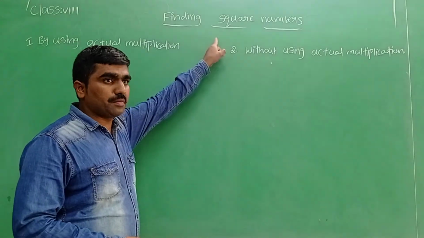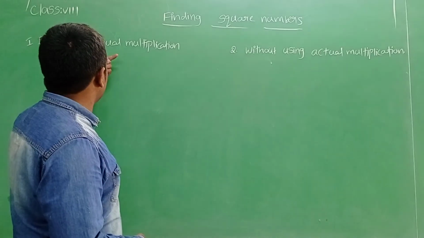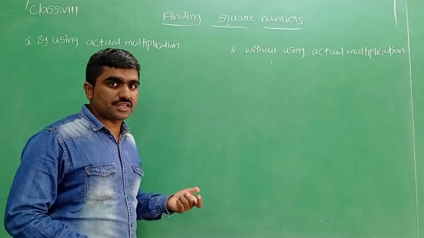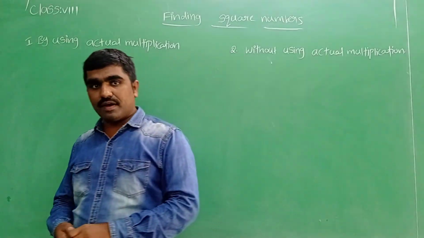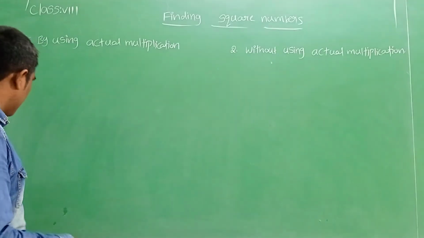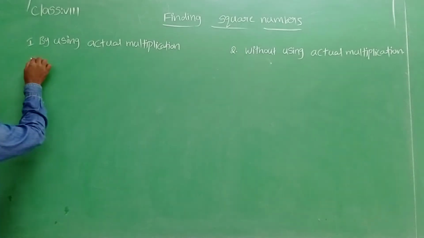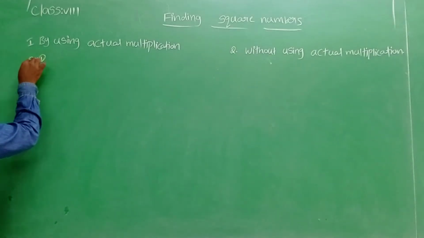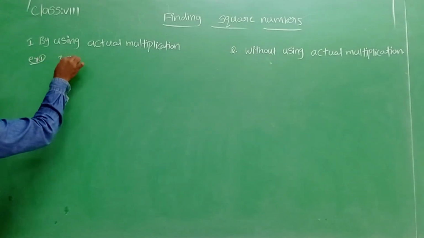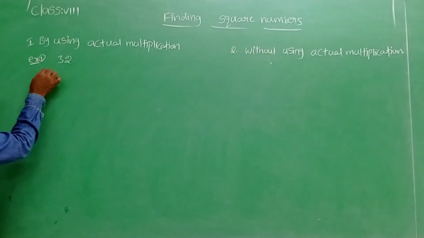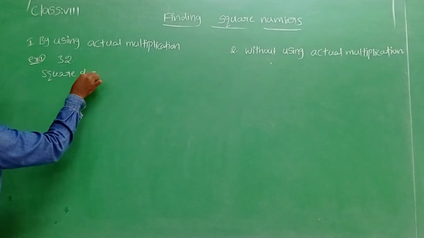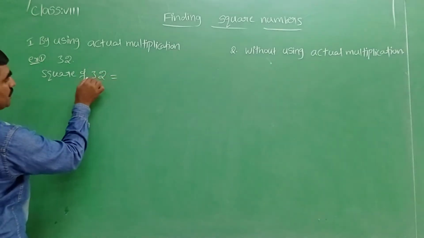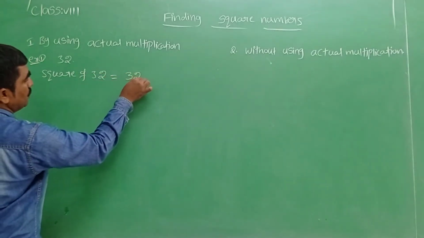To find the square numbers, we have two methods. One is by using actual multiplication and another is without using actual multiplication. Now let's see how we can find the square of 32. Let me take one example here. The given number is 32, and I want to find the square of 32, which is nothing but 32 squared.